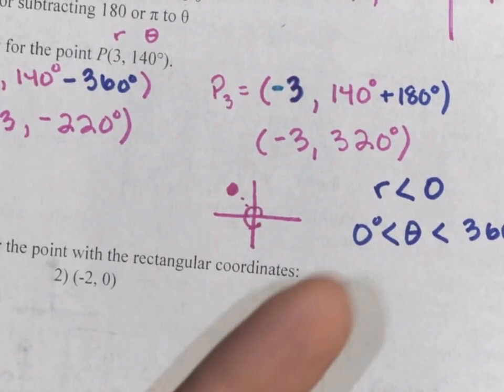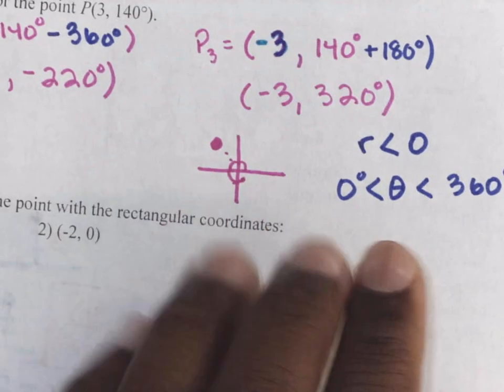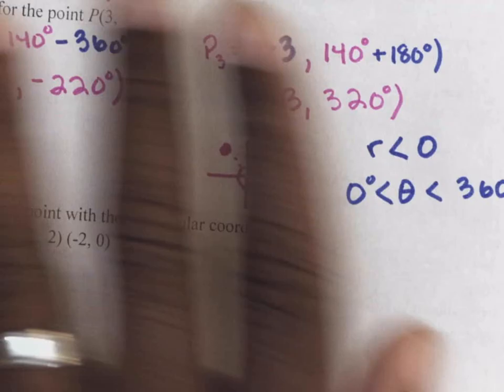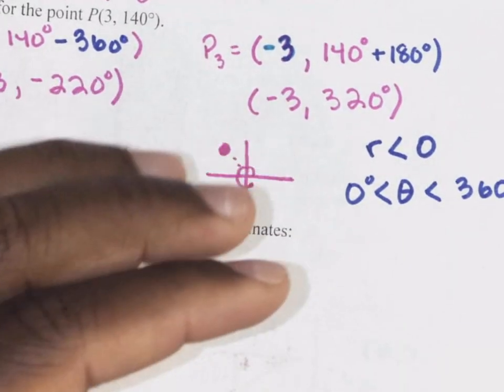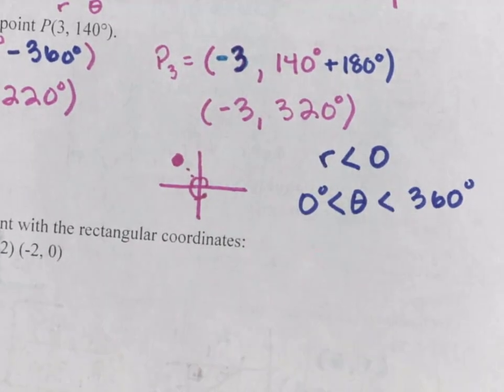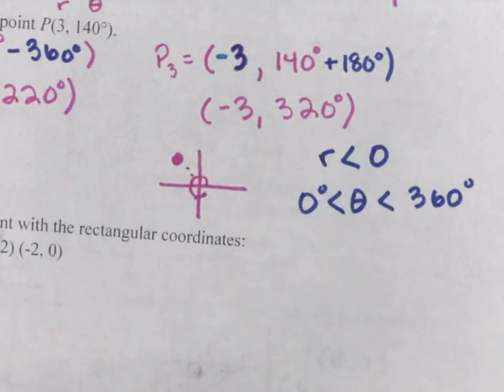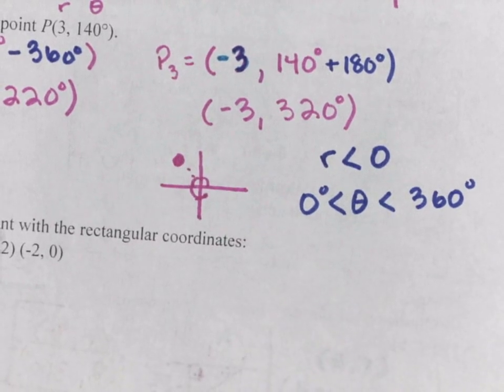Maybe you want a positive R and an angle that's negative. Then you would just add or subtract, change your sign if you need to, use one of these methods to meet the criteria you were given. Does that make sense? Yeah. All right, if it says just give another point, then that's easy. Just choose what you want to do.